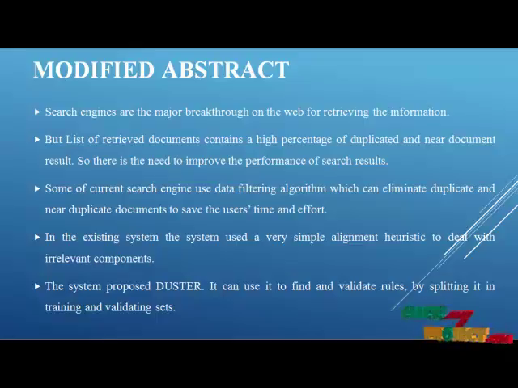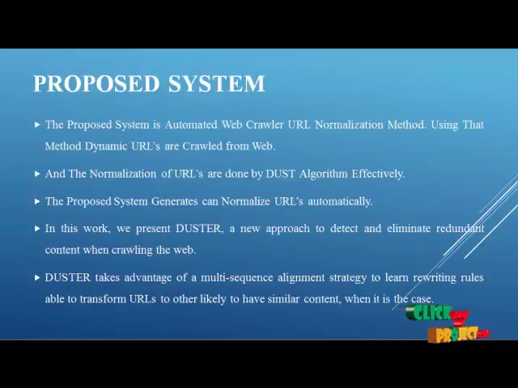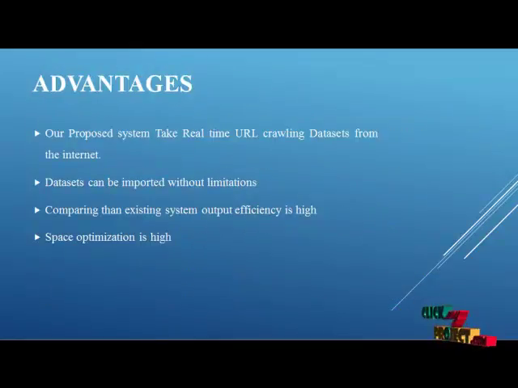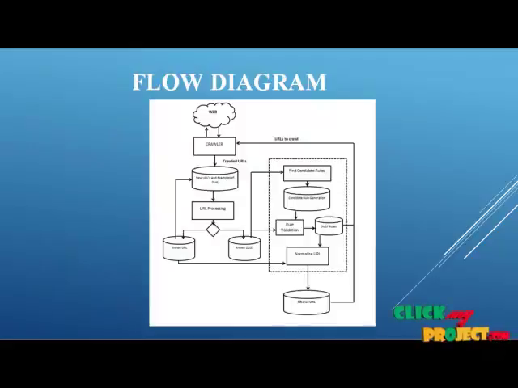Let's see our project flow diagram. This is our project flow diagram. In the flow diagram, in the first phase the crawler has been placed. The crawler dynamically retrieves the URLs from the websites. If any domain URL is given to the crawler, it retrieves the sublinks from the websites. So all the crawled URLs are stored into the new URL and examples of DUST database.